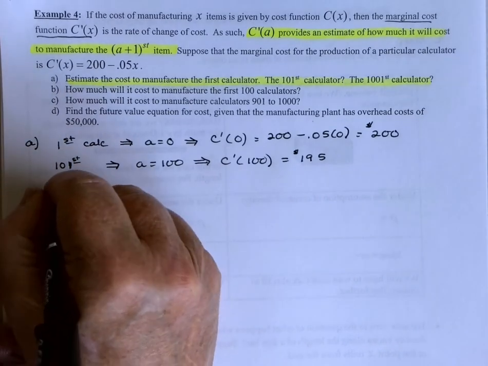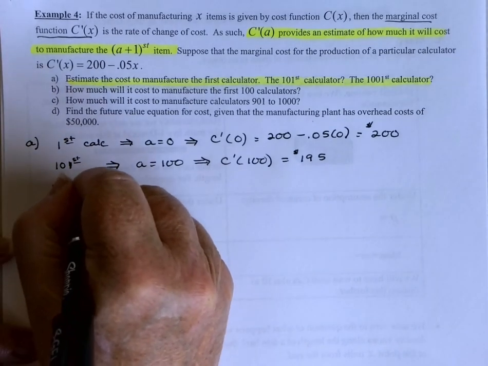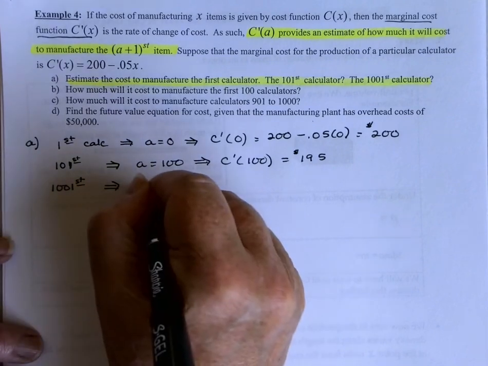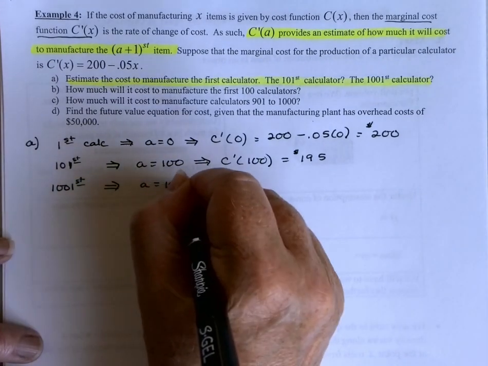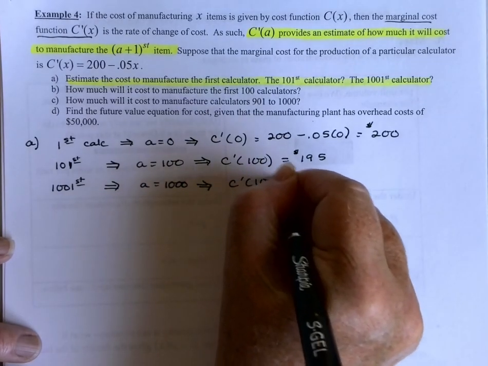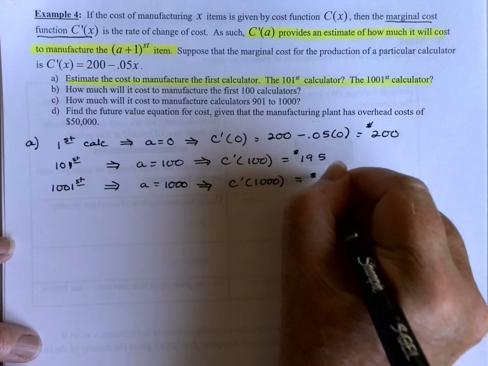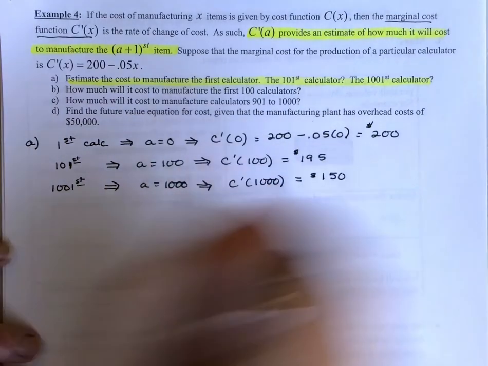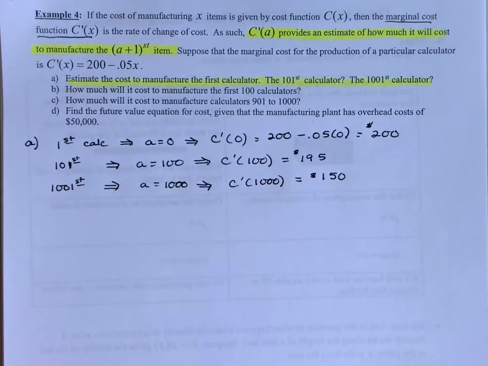And then that 1001st, now our A value would just be 1,000. And if I plug that in, C prime of 1,000 turns out to be 150. So we're starting to see some clear cost savings. Each calculator is getting cheaper to make as time goes on.